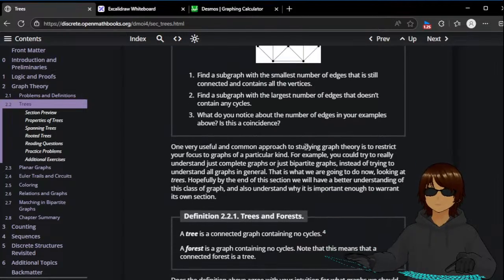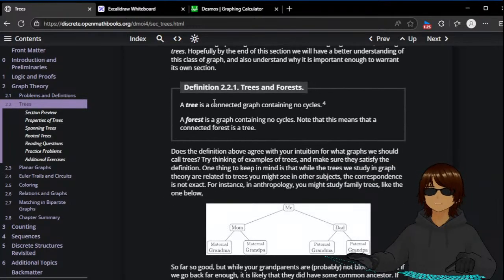One very useful and common approach to studying graph theory is to restrict your focus to graphs of a particular kind. For example, you could try to really understand just complete graphs or just bipartite graphs instead of trying to understand all graphs in general. That is what we are going to do now, looking at trees. Hopefully, by the end of this section, we will have a better understanding of this class of graph and also understand why it is important enough to warrant its own section. A tree is a connected graph containing no cycles.